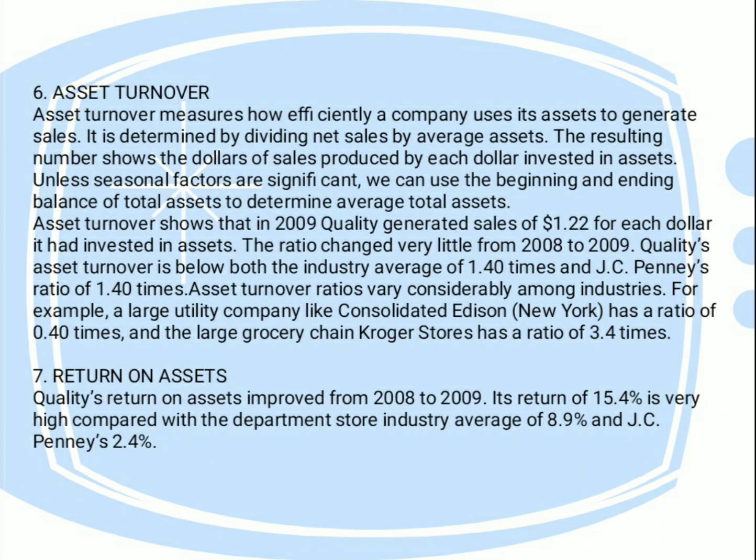Asset turnover. Asset turnover measures how efficiently a company uses its assets to generate sales. It is determined by dividing net sales by average assets. The resulting number shows the dollars of sales produced by each dollar invested in assets. At least seasonal factors are significant. We can use the beginning and ending balance of total assets to determine average total assets.